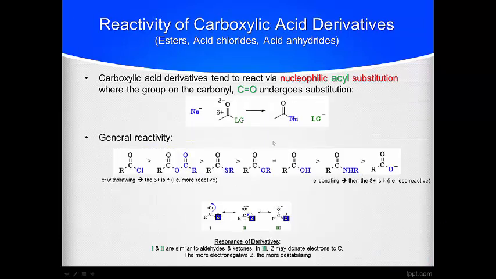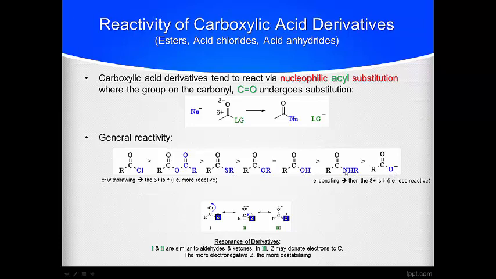Okay, so again, this is our general kind of reaction that we're going for. These are the substituents we're talking about that are attached to our carbonyls. So we've got our chlorine, we've got our anhydride, we've got our thiol, we've got our esters, so our thioesters, our esters, our carboxylic acids, our amides, and our carboxylate.